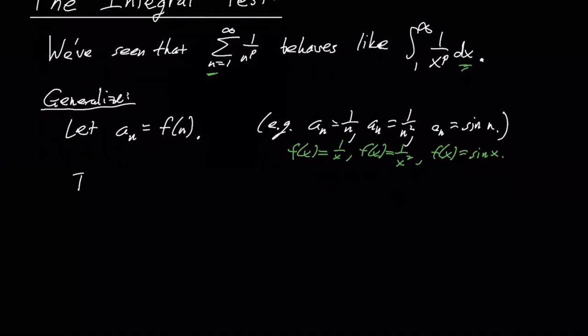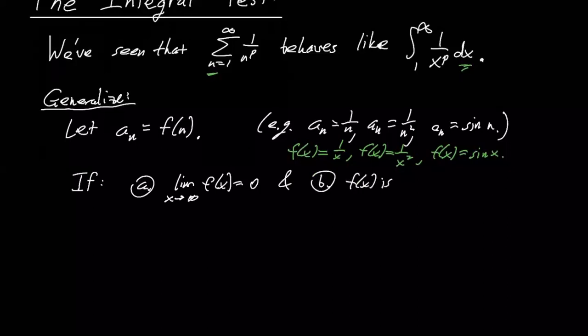So if we want f of x to go to 0, so if the limit of f of x as x goes to infinity is 0, and b, f of x is decreasing, so it's always going down. If that's true, it's sort of always decreasing everywhere, then here's what the integral test says.